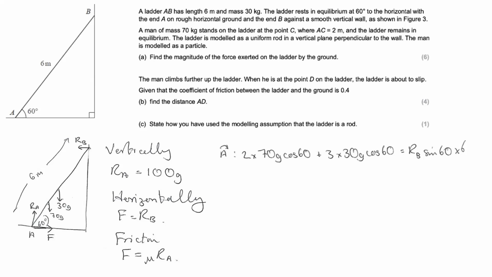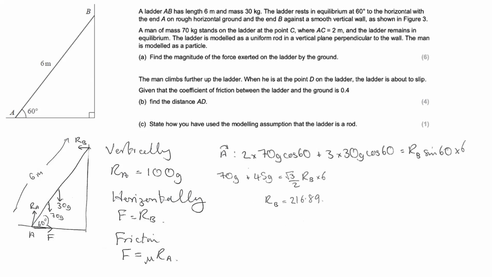So I simplified that. Cos 60, remember, is a half. That cancels the 2 at the start. And I just worked that out. My sine 60 is root 3 over 2. I rearranged that, and I got RB is equal to 216.89. Now I should have written, well, it says on the left, RB is equal to F.